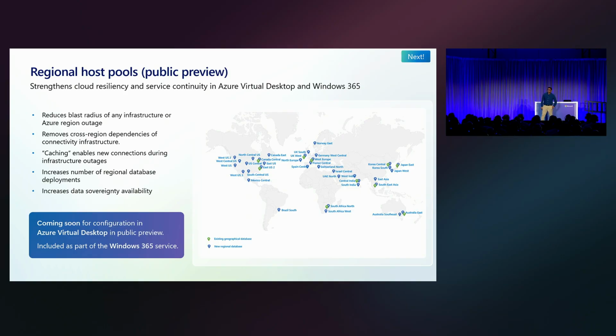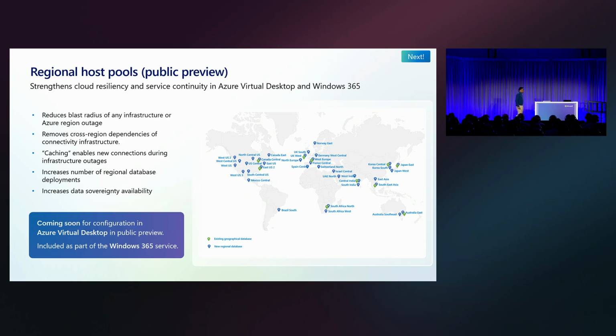What does that mean? It means that you no longer have cross-region dependencies for any of your connectivity infrastructure. In the picture on the right, the blue marks are all the new regional databases. The key thing to understand is that if any of these regions goes down, the failure is isolated to that particular region and does not ripple across other regions in that geography.